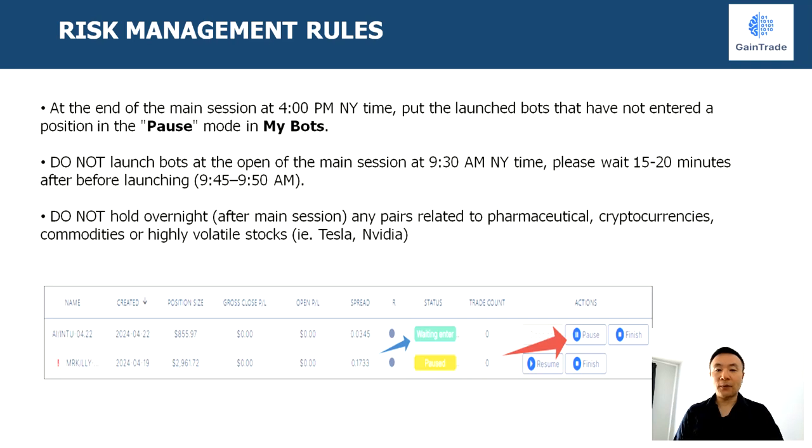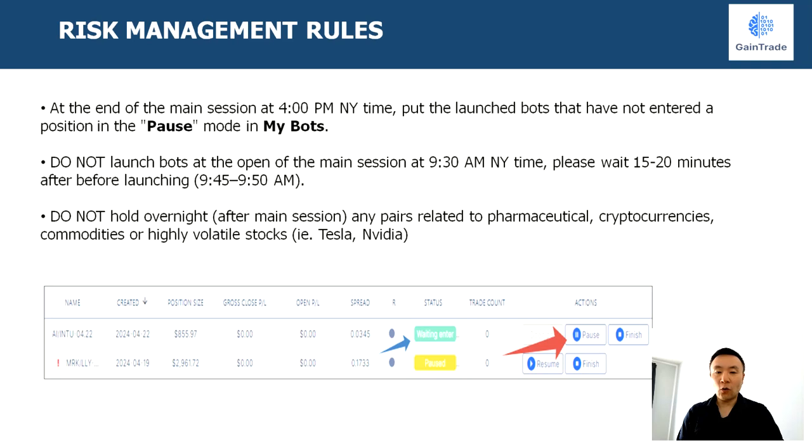As well, do not launch bots at the open of the main session at 9:30 a.m. New York time. What we want you to do is wait 15 to 20 minutes before launching the bot, so it'll be around 9:45 to 9:50 a.m. New York time. This is because prices can fluctuate wildly at the start of trading.